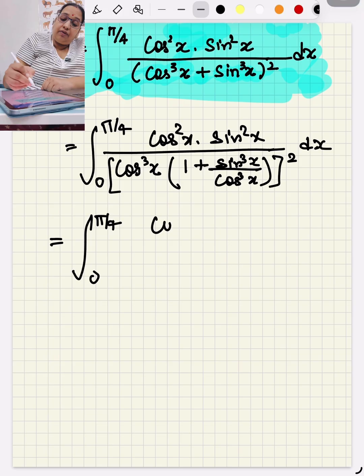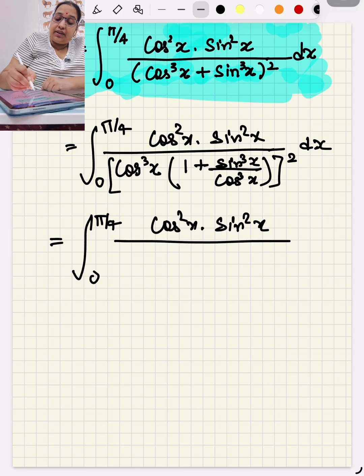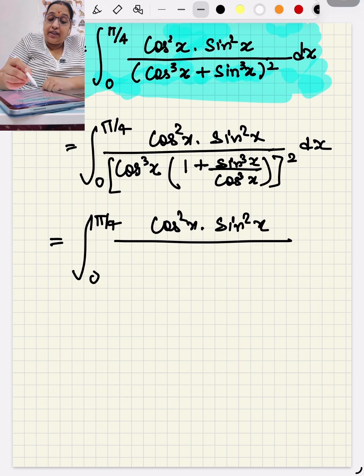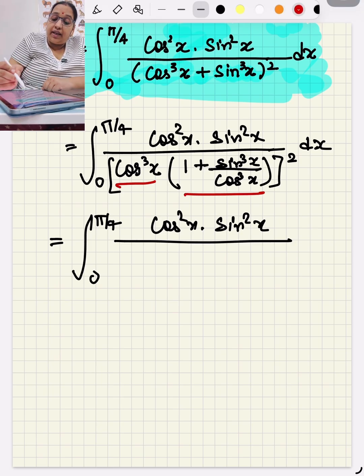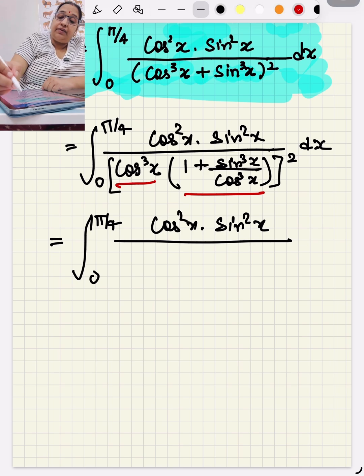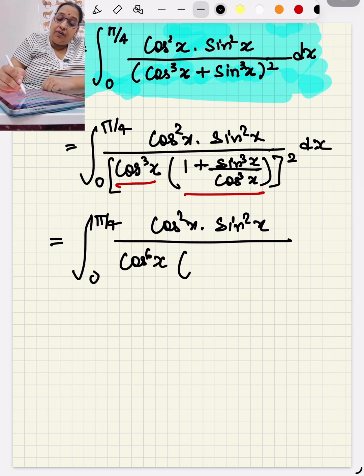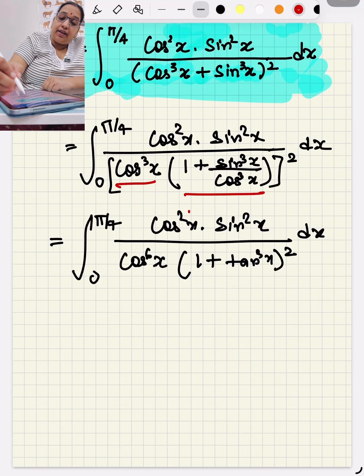So 0 to pi by 4, cos squared x times sine squared x. So this is a whole square, correct? So square of this term and this term. The square of this term, which is cos cube x whole square, becomes cos 6x, right? And this is sine over cos is tan, so that becomes 1 plus tan cube x whole square, right? We can cancel out the second power and the sixth power, so we are left with the fourth power in the denominator, is it?